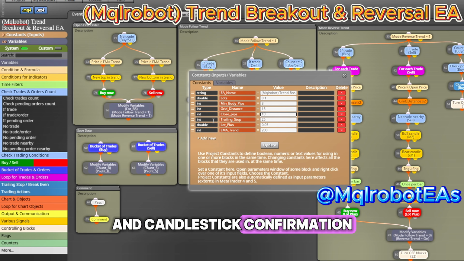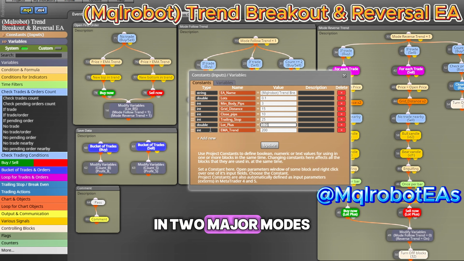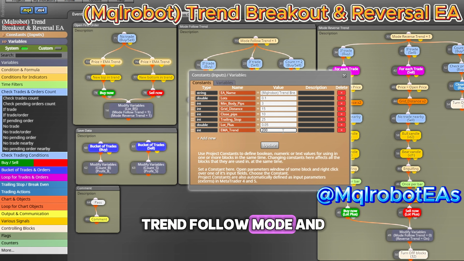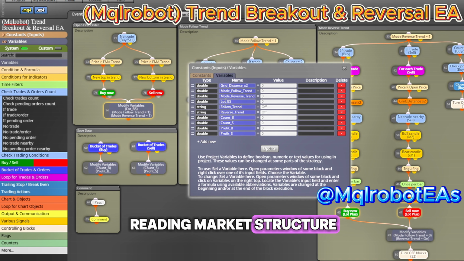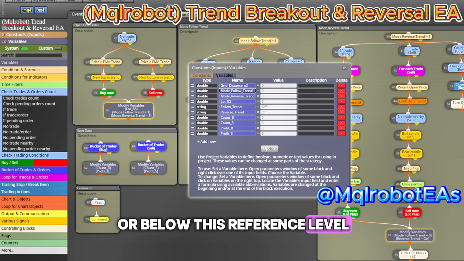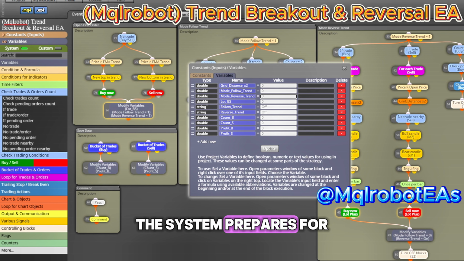and candlestick confirmation. This expert advisor is designed to monitor the market in two major modes: trend follow mode and reversal mode. The EA begins by reading market structure around the defined EMA trend line. When price breaks above or below this reference level, and when the chart prints a new top or new bottom in trend, the system prepares for the first possible entry. These early entries help the EA position itself as soon as momentum begins to shift.